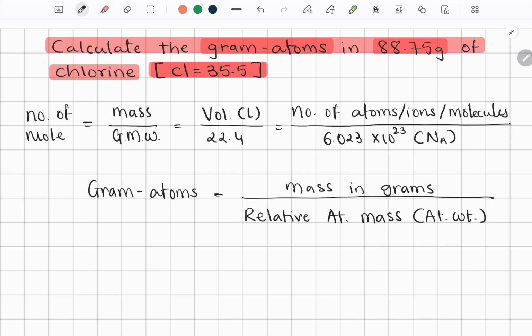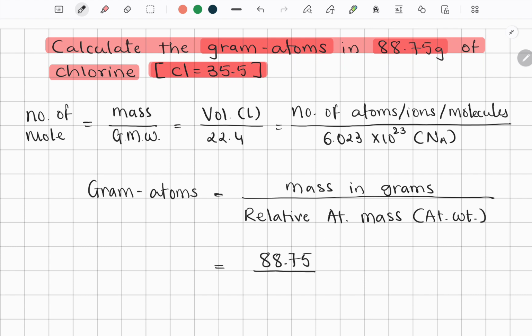So what is the formula of gram atoms? The formula of gram atom is equal to mass in grams upon relative atomic mass. You should be very familiar with this formula. I will explain the difference between gram atoms and number of moles, but let's first solve this. It's very simple. We know the mass in grams, 88.75 gram. So 88.75 divided by, what is the relative atomic mass of chlorine?